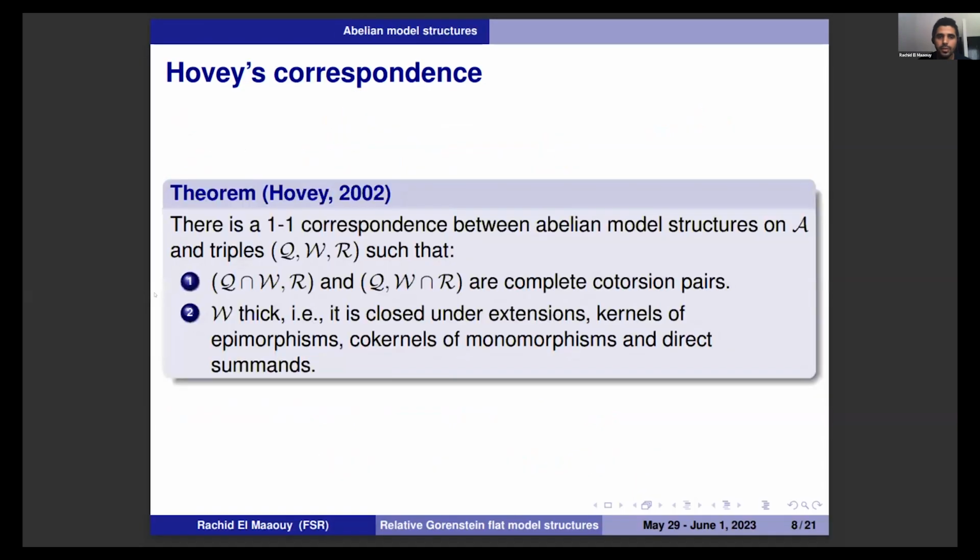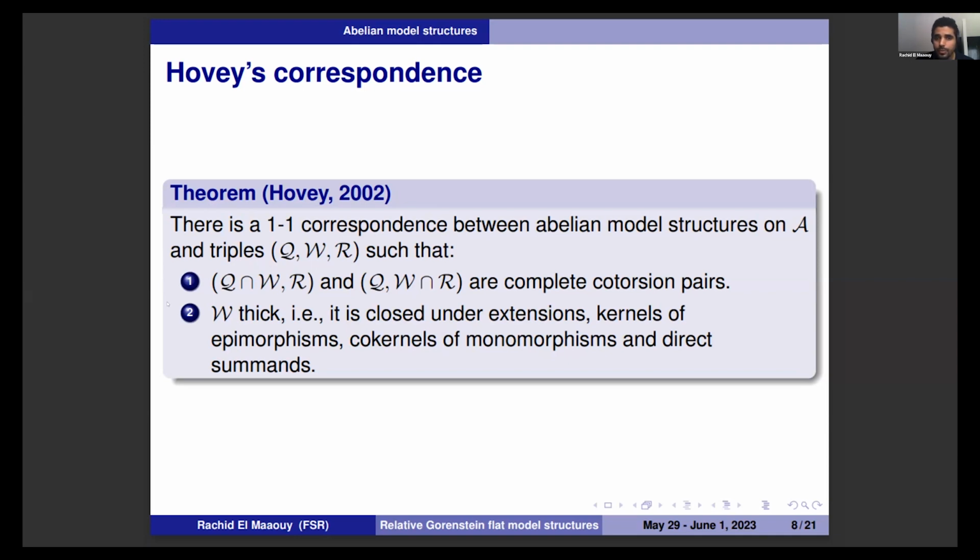And with these definitions, we can state the Hovey correspondence. The Hovey correspondence states that there is a one-to-one correspondence between abelian model structures on one hand and triples of classes Q, W, and R such that the following two properties hold. The first one is that the following two pairs are complete cotorsion pairs. The second property is that the middle class in such a triple is thick, and this means that this class is closed under extensions, kernels of epimorphisms, cokernels of monomorphisms, and direct summands.